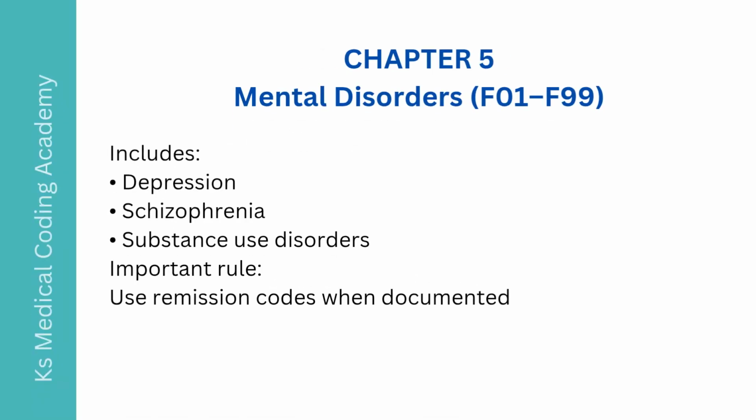Chapter 5. Chapter 5 covers mental, behavioral, and neurodevelopmental disorders, coded from F01 to F99. Examples include depression, schizophrenia, and substance-related disorders. When remission is documented for certain conditions, remission codes should be assigned when applicable.